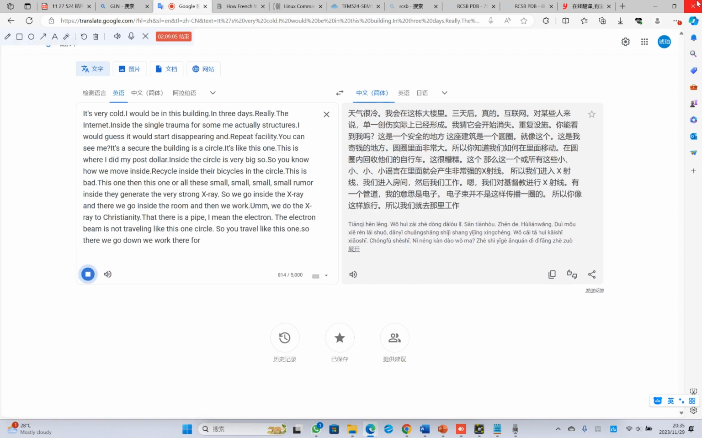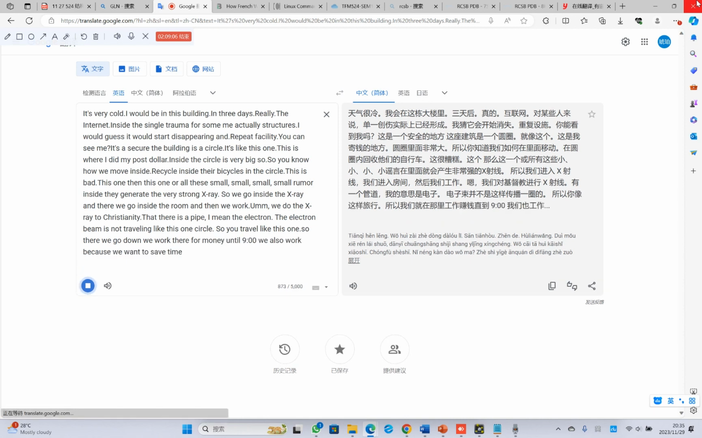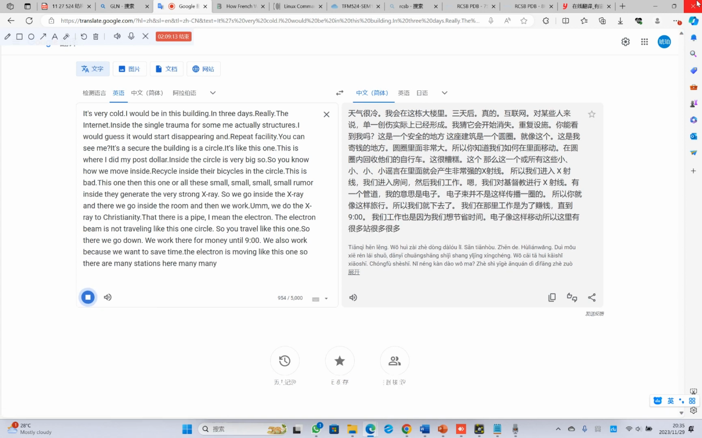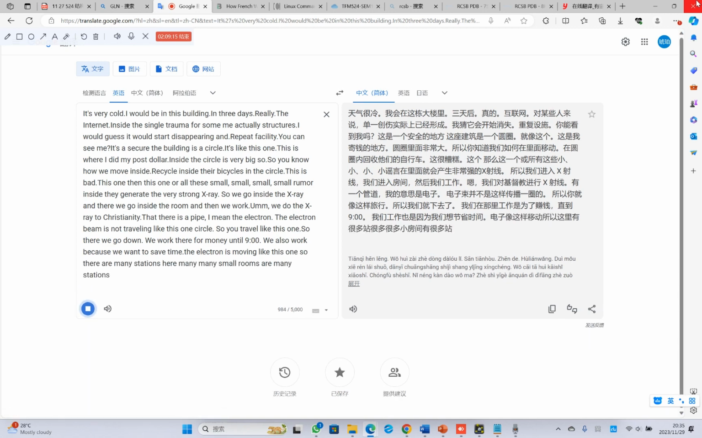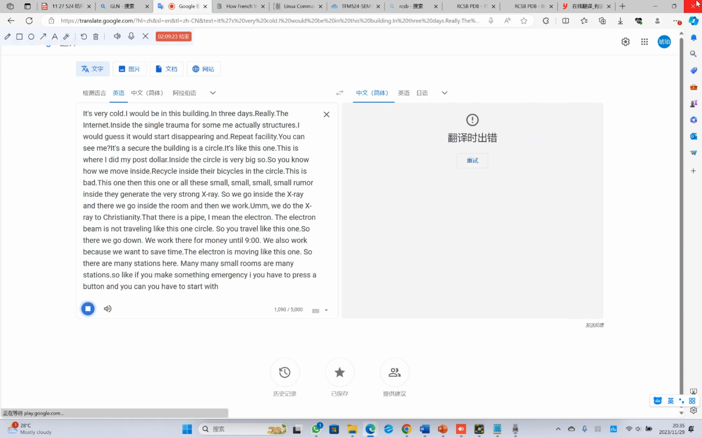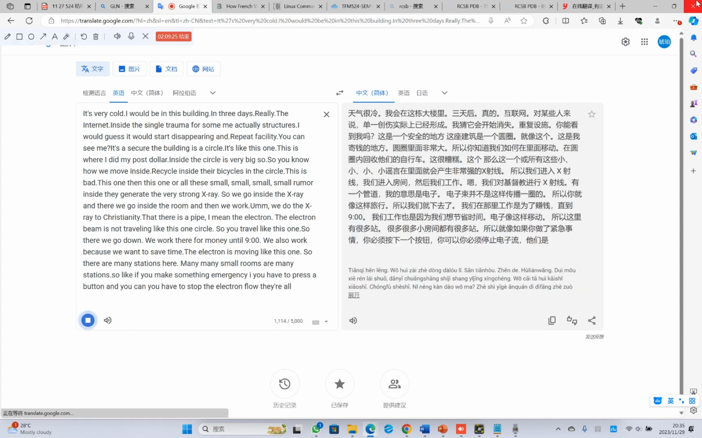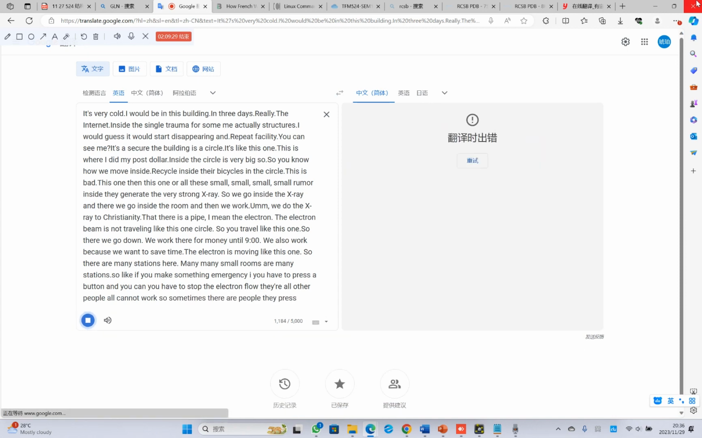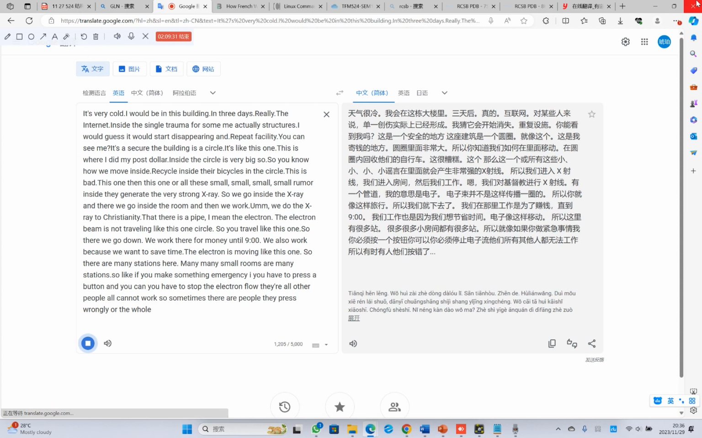It's moving like this. There are many stations here. Many small rooms are many stations. In an emergency, you have to press a button. You can stop the beam, and other people can all work. The whole center.